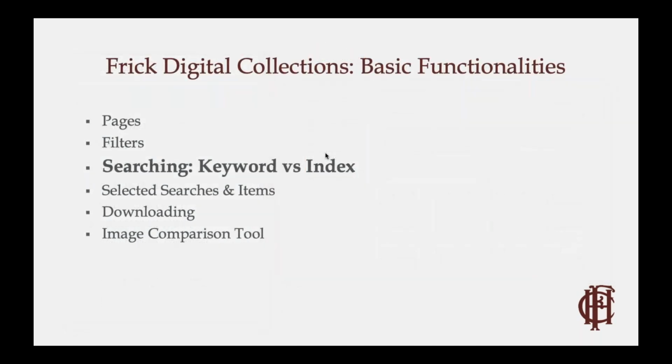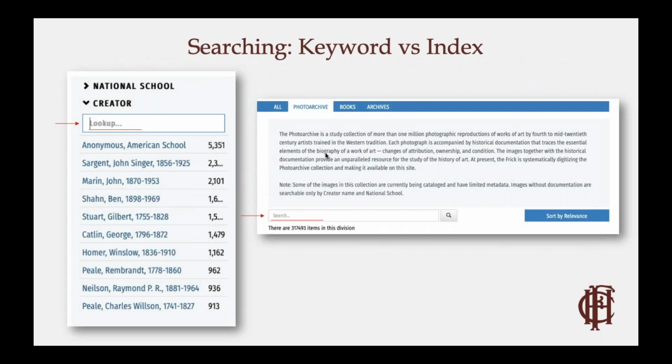So next is searching. In Frick Digital Collections, there are 2 ways to search. As I mentioned briefly a few minutes ago, Frick Digital Collections is not as compatible for keyword searching as Fresco and NIARC Discovery. Just because of the volume of images, keyword searches often produce scattered results, making it more difficult to scroll through to find what you're looking for.